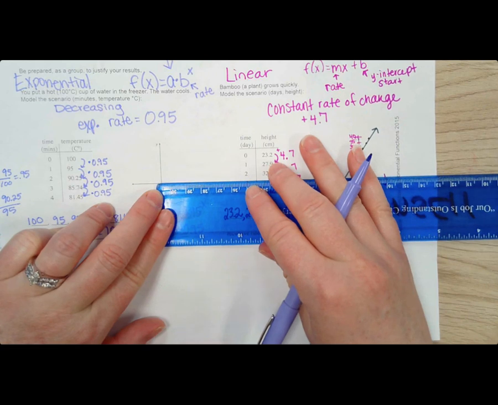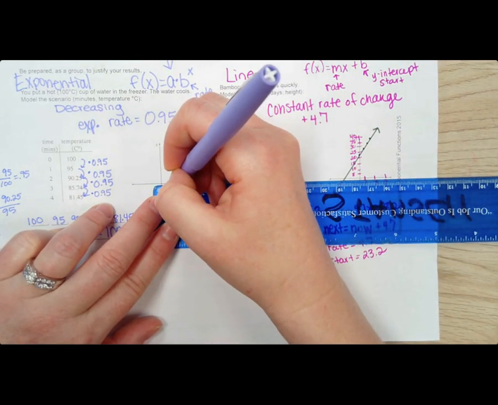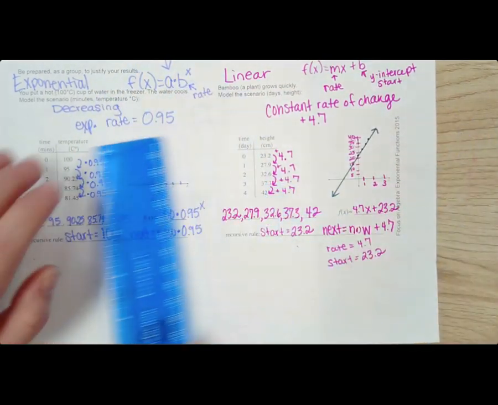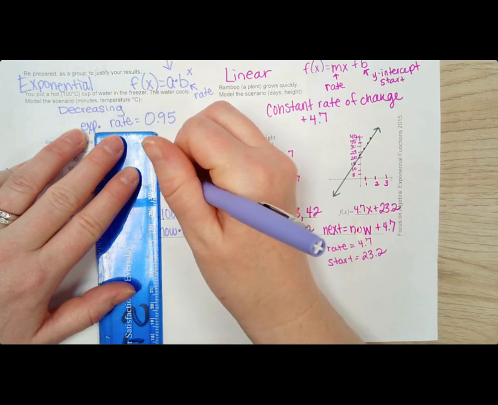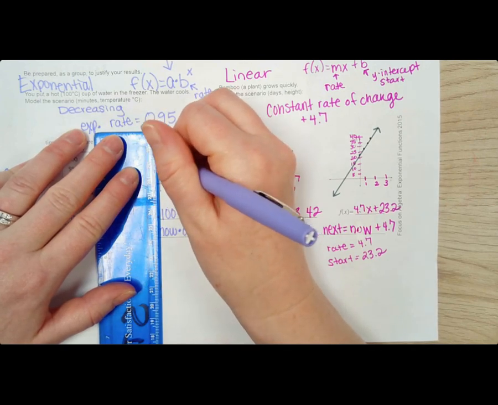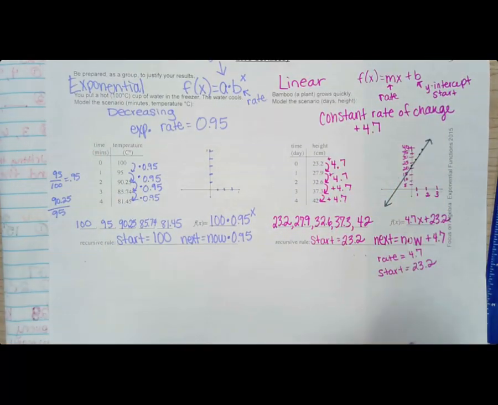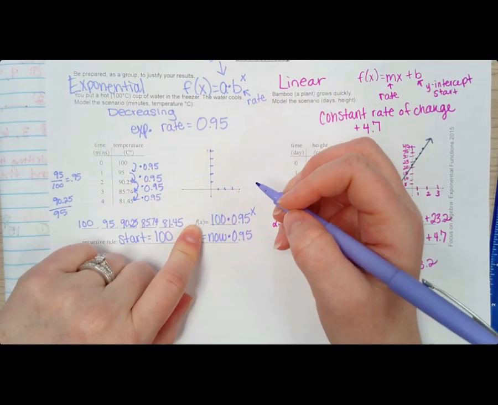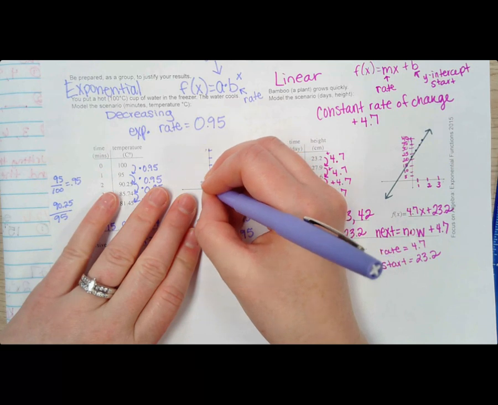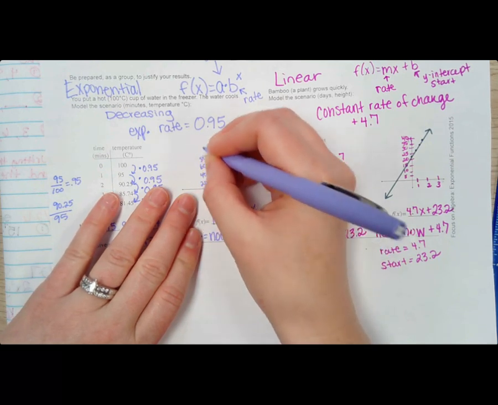So I want at least 3. And then what should my y-axis go by? If I want 100 and I want to go down, I need this to at least be 100. 20, 40, 60, 80, 100.